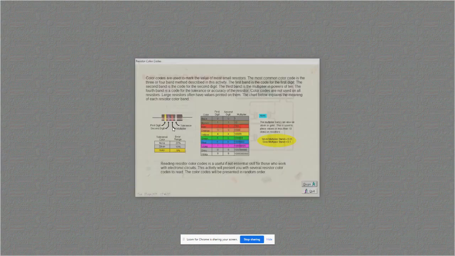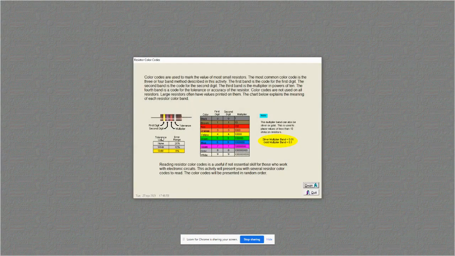Then let's look at color codes. Color codes is how you read the value of a resistor. They have color bands painted on them. The colors represent numbers. Black is 0, brown's 1, red's 2, orange is 3, yellow is 4, green is 5, blue is 6, violet is 7, gray is 8, and white is 9.